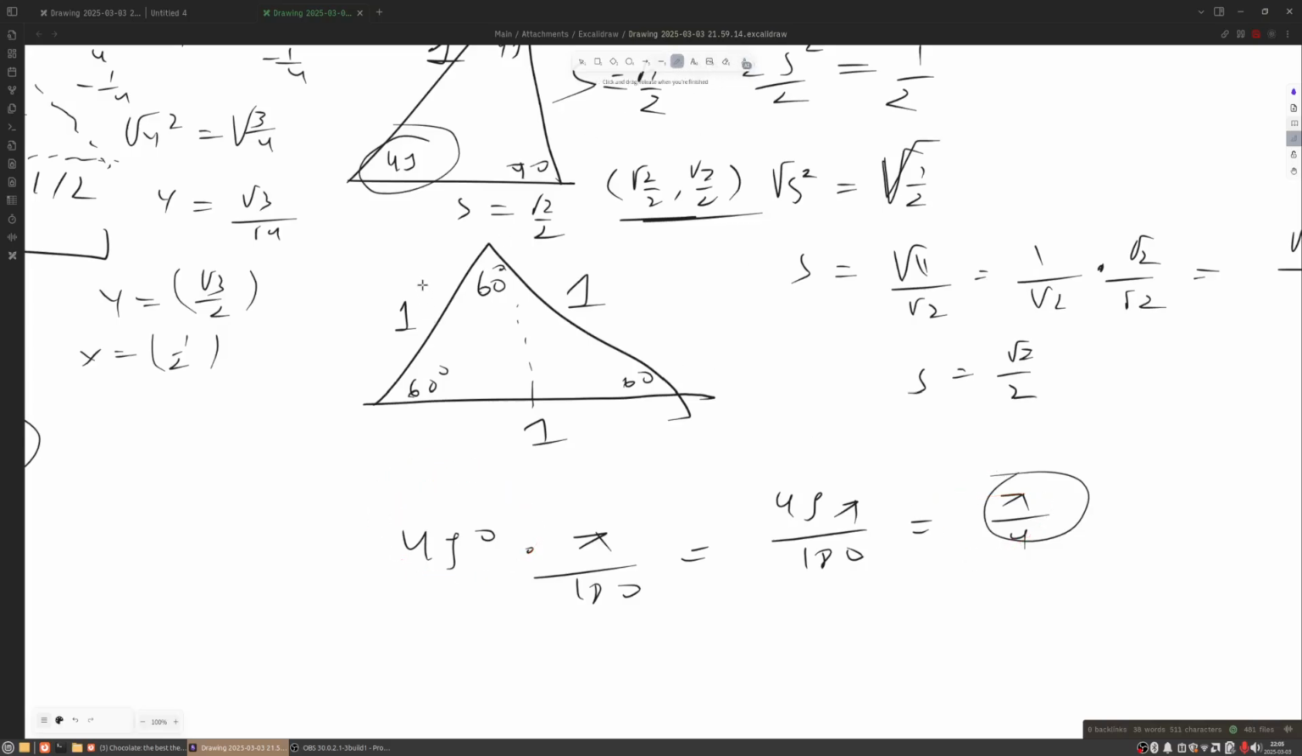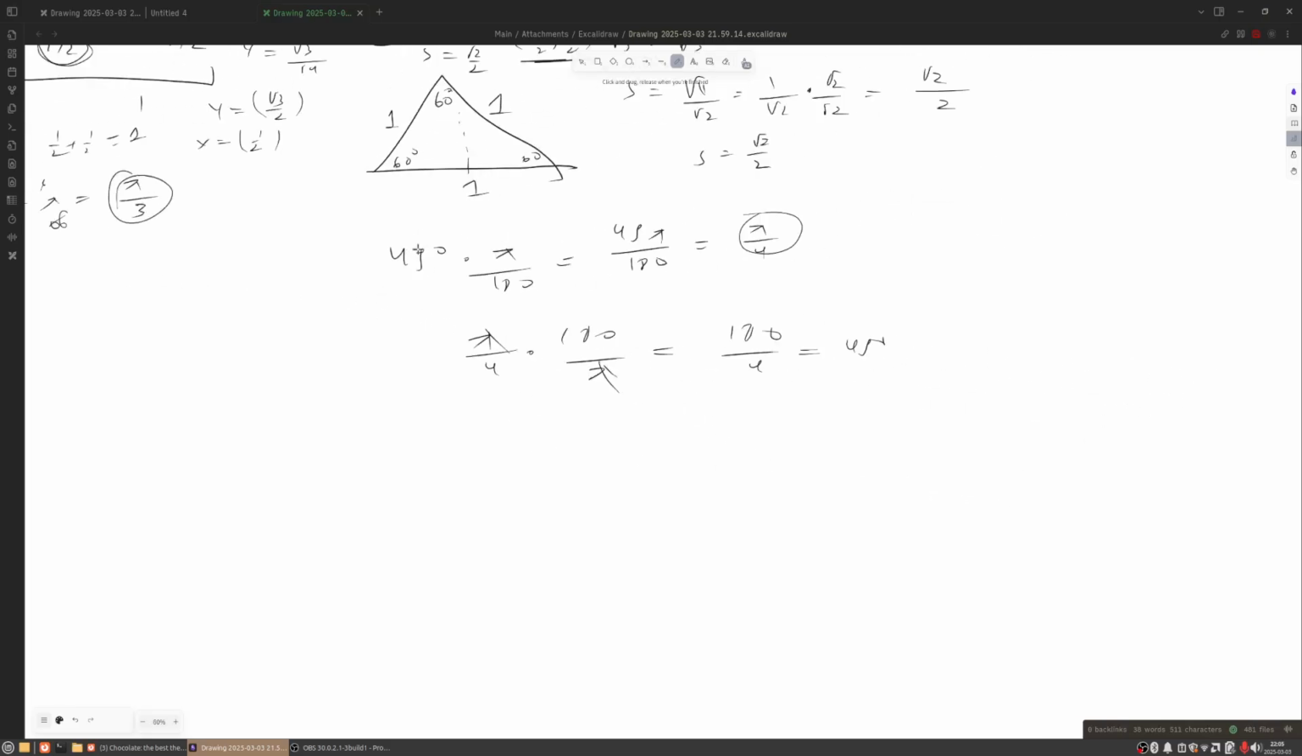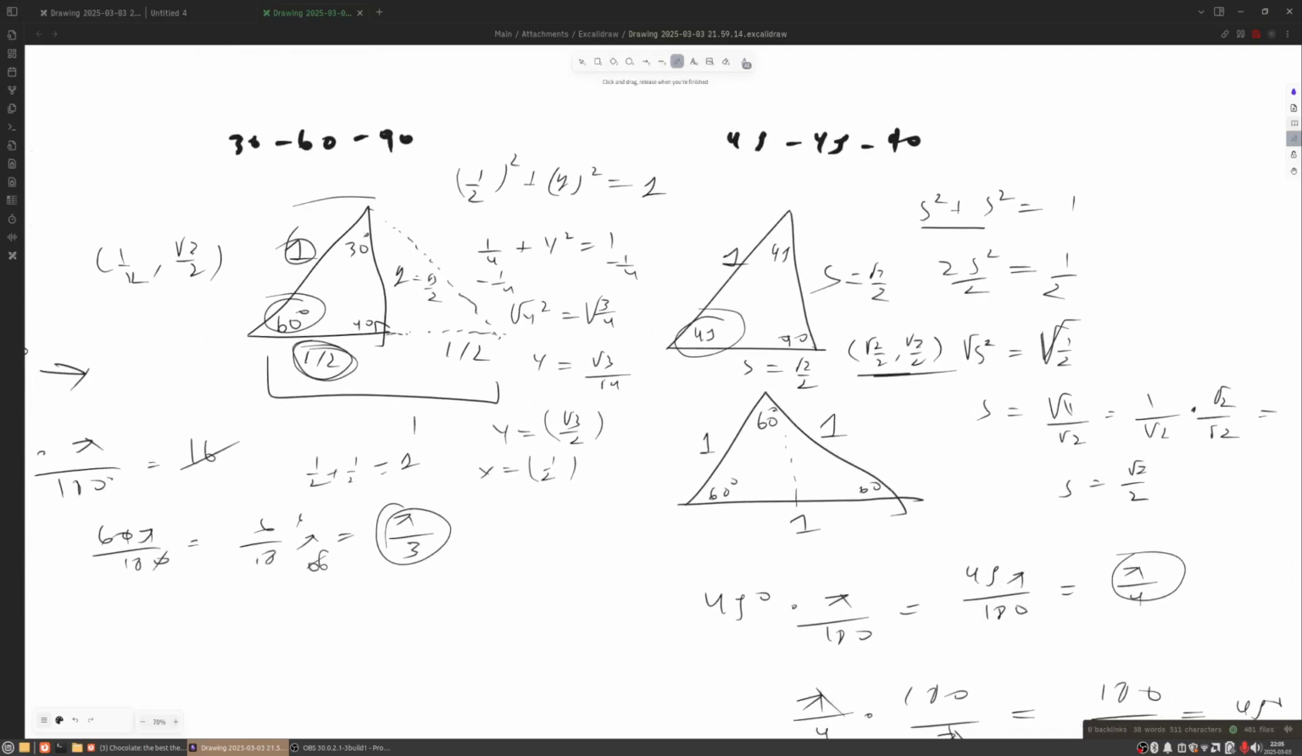Now, how do we convert this back? Well, we can do the inverse of it. So pi over 4 times 180 over pi. And this way we can cancel the pi out. And we get 180 divided by 4. And we get back to 45 degrees. And that's it. That is all you need to know about these two rules.